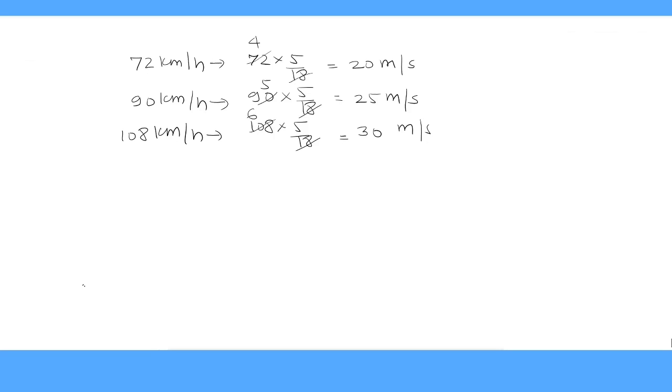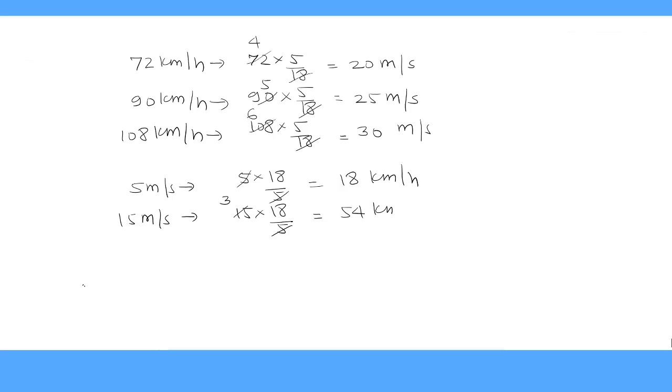Now we convert meter per second into kilometer per hour. So 5 meter per second, when converted to kilometer per hour, we multiply it by 18 upon 5. So 5 multiplied by 18 upon 5 is equal to 18 kilometer per hour. Now we convert 15 meter per second into kilometer per hour. So 15 meter per second is multiplied by 18 upon 5. So 5 cancels 15 three times. So this is equal to 54 kilometer per hour. We convert 40 meter per second into kilometer per hour. So 40 multiplied by 18 upon 5 is equal to 144 kilometer per hour. This way we convert kilometer per hour into meter per second and meter per second into kilometer per hour.